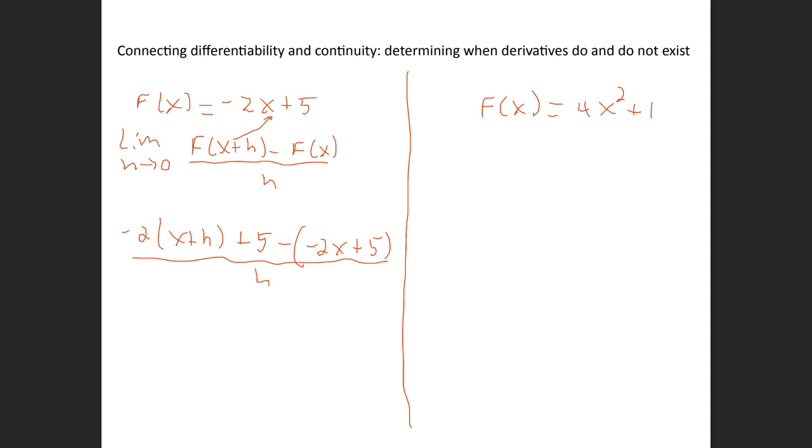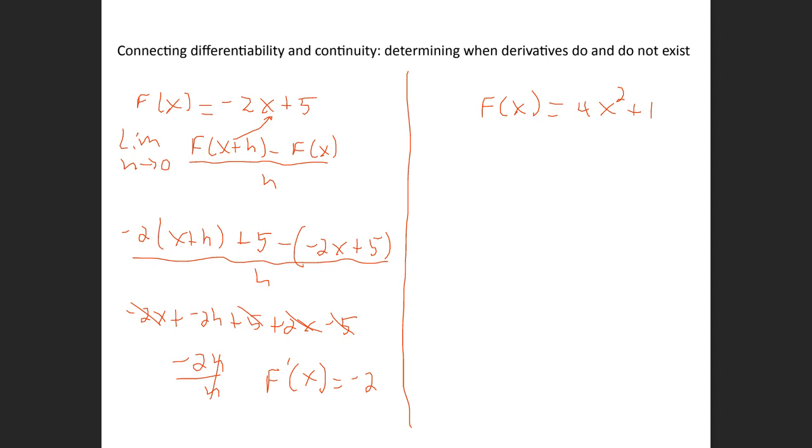Okay, so if I simplify the top, I end up with -2x plus -2h plus 5 plus 2x minus 5. Okay, remember that minus sign goes to both these terms. So let's see here. The 5 crosses out the 5. The -2x crosses out the 2x. I'm left with -2h over h. The h's cross off, so I'm left with just -2. The derivative, f prime of x equals -2.